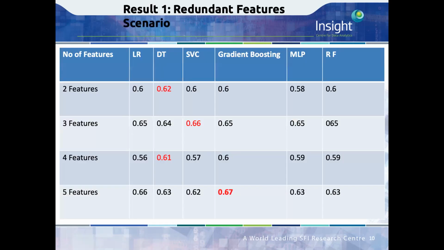To do that, our result: we find that the highest accuracy with the redundant features, with two features, the decision tree gives us the highest accuracy with 0.62, and with three features the support vector classifier gives us 0.66, and with four features we can see that the decision tree gives us the highest accuracy, 0.61, and with five features we can see that the gradient boosting gives us the highest accuracy with 0.67.